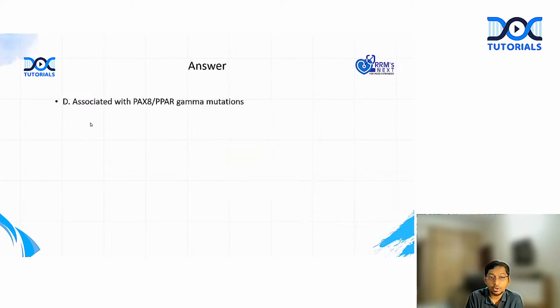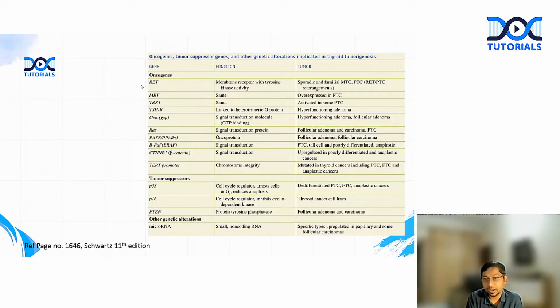So I'm going to leave you with this particular table. This is straight from Sabiston. I'm not going to go through it in detail. The salient point you need to know is that specific for follicular lesions, you have RAS mutations. Now it's a protein that is common to both the MAP kinase pathway as well as the PI3K pathway, but however more commonly associated with follicular adenoma and carcinoma.